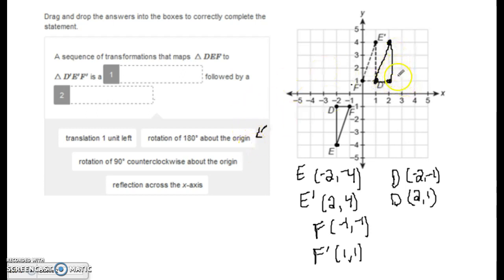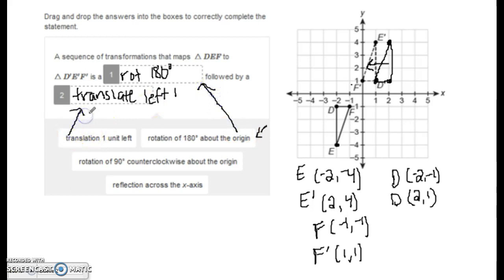And so then I hope you notice that you still have to do one more transformation. And in this case, it looks like we're just shifting it or translating it to the left 1 unit. And if we just counted each one, F to F, that moves 1, so on and so forth. So those would be our correct answers. We want to rotate 180 degrees, and then we want to translate left 1. So this one would go there, and that one would go there.